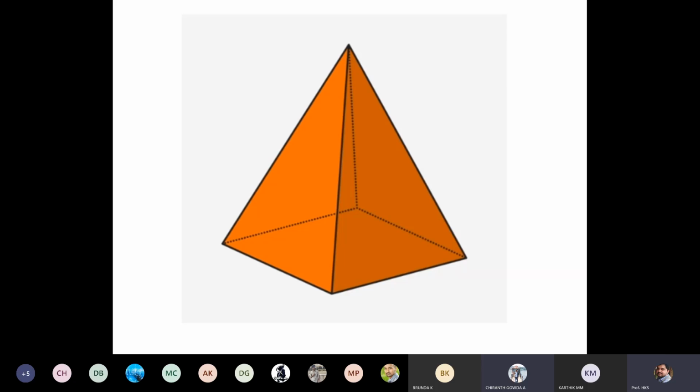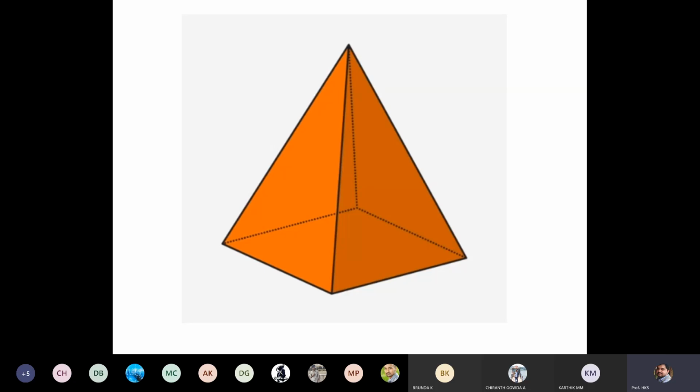Imaginary line passing through apex. Apex and then, at the bottom, where should it pass through? Center of the base. Anywhere on the base, can it go? Center of the base. Okay. So here the axis in case of a pyramid is the imaginary line passing through the center of the base and apex. Okay, so that is about the pyramid.